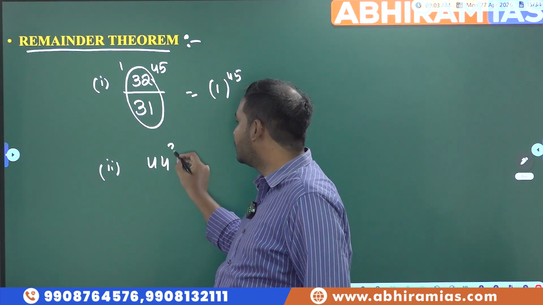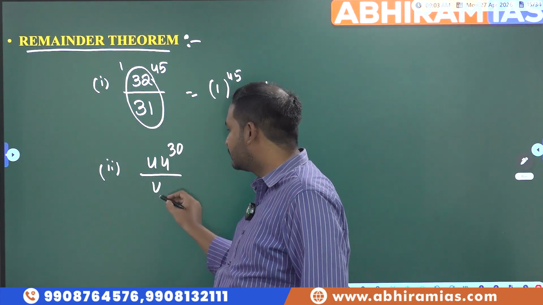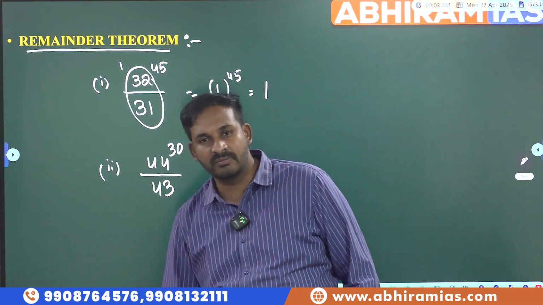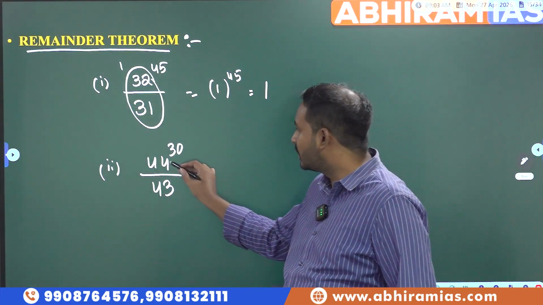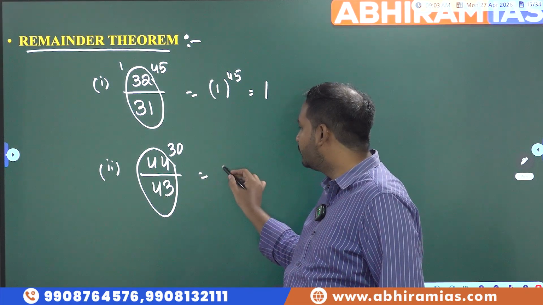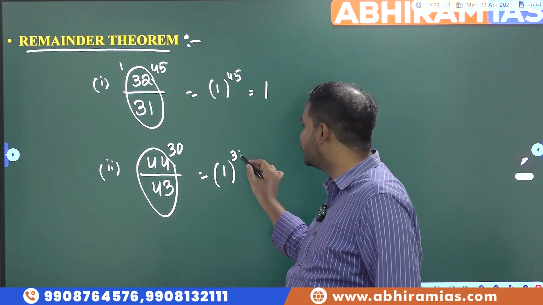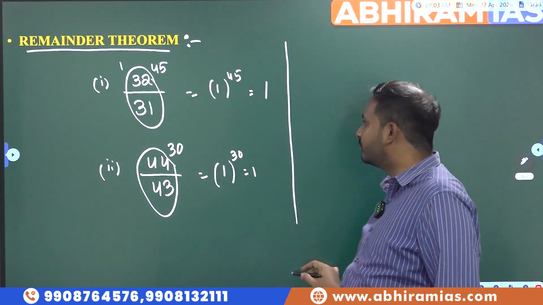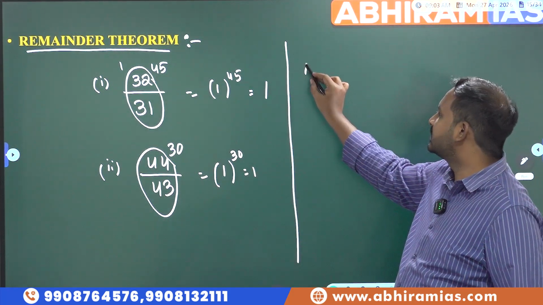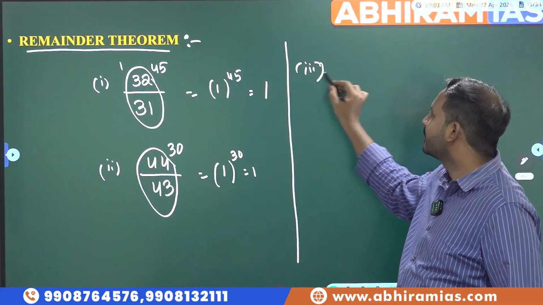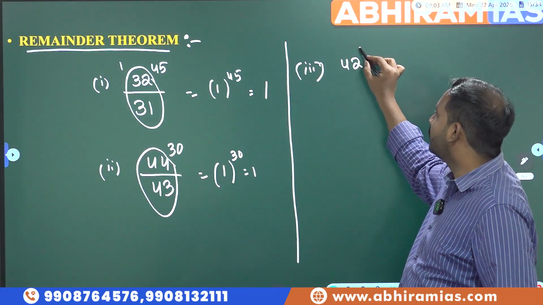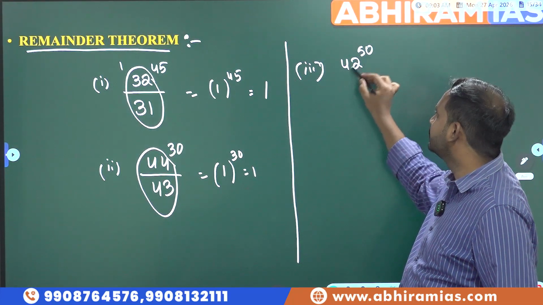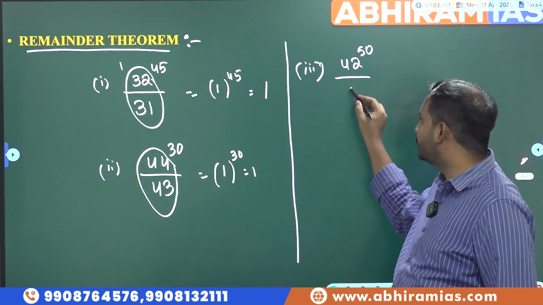Next, second example. 44 power 30 by 43. What is the remainder for 44 by 43? 1. So it will become 1 to the power of 30. That is 1. Okay, good, superb. Next, third example. What is 42 power 50 by 43?